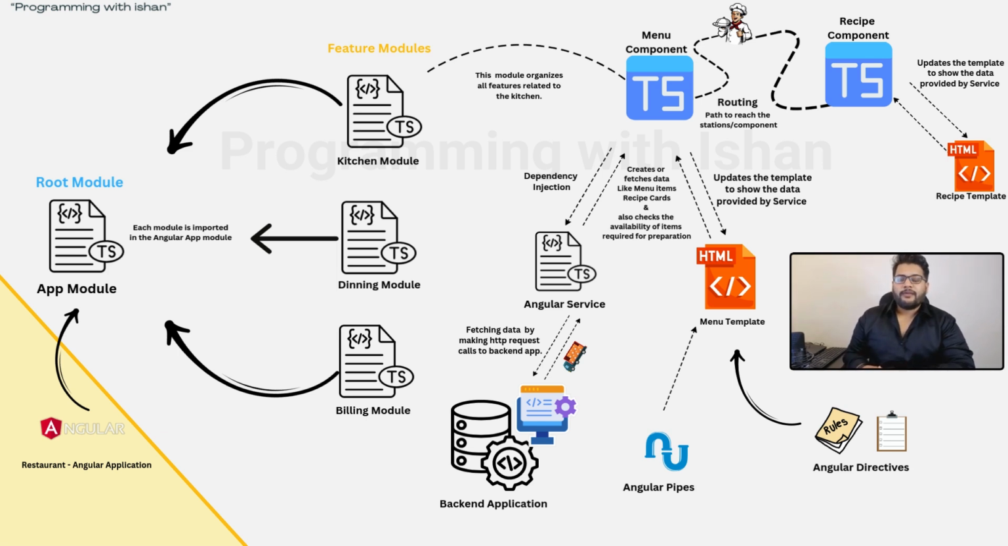And finally, the routing part. So for the user to know how to reach a certain component or a certain template, we have the routes defined. They help the browser in redirecting a user to a certain page. Like if the user wants to reach the menu page, or if the user wants to reach the recipe page, this is how you define the separate routes for that. So this sums up the Angular core building blocks and their interconnections.